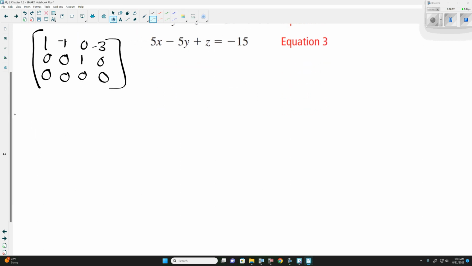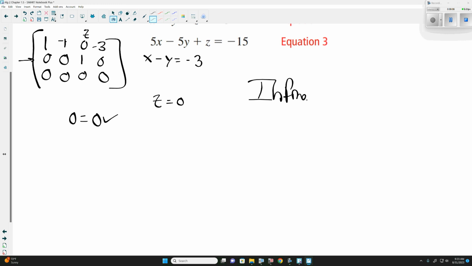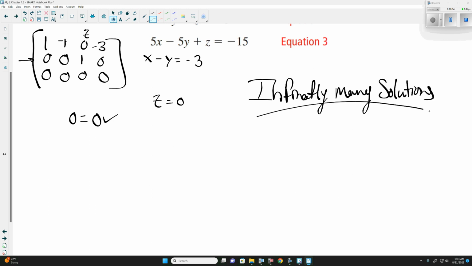Now the bottom row is all zeros, which is just telling us 0 is equal to 0. That's fine. That is part of our infinitely many solutions. And if we check the row above it, well, third row is z. It's telling us z is equal to 0. The row above it is telling us that we have x minus y is equal to -3. All that's perfectly fine. What that's telling us is that this is indeed infinitely many solutions. And that's all you'd have to say on this here.